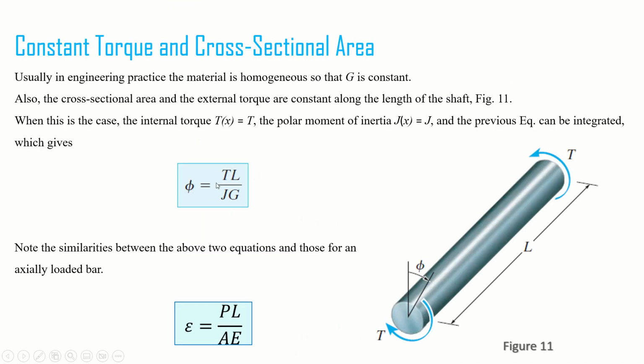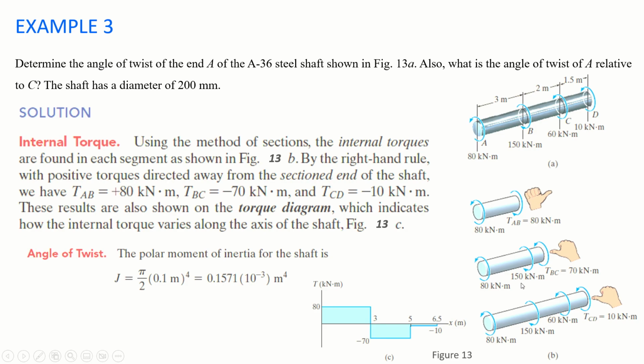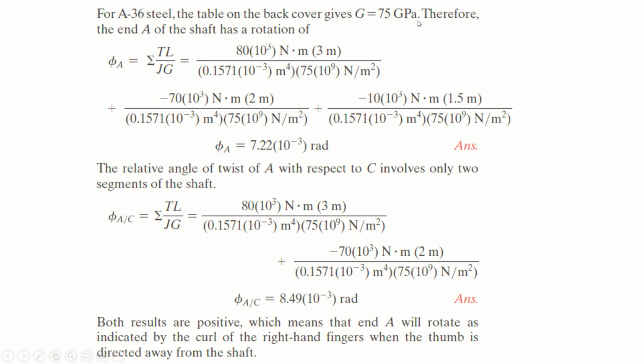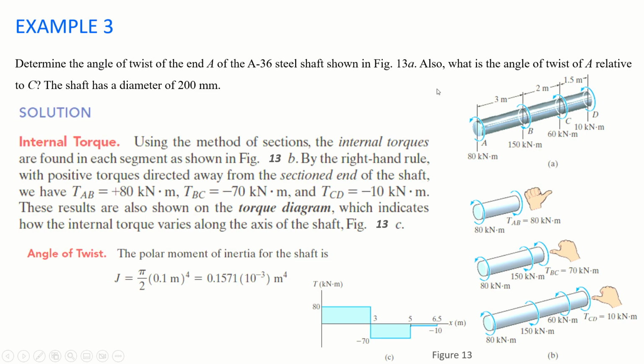This is our equation, right? So we are given the T, we know L, we know G, and we have found the J. So we found the T in all the sections. We found J. G for A36 steel is 75 gigapascal, right? Therefore, we know all the variables now. Please keep in mind that in the question we were required to find phi A over C, right? It says angle of twist of A relative to C.